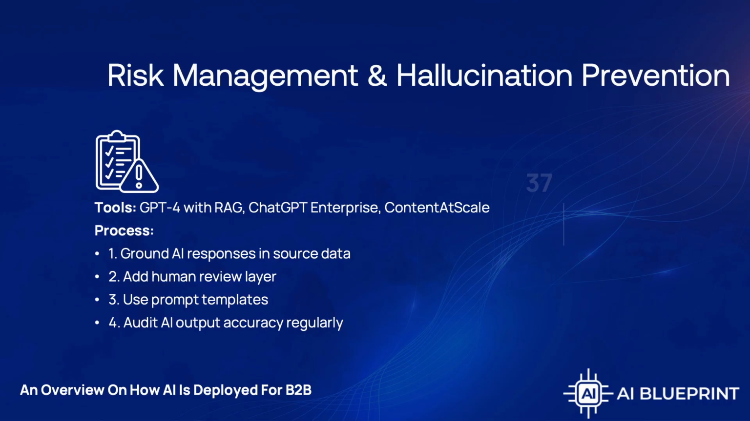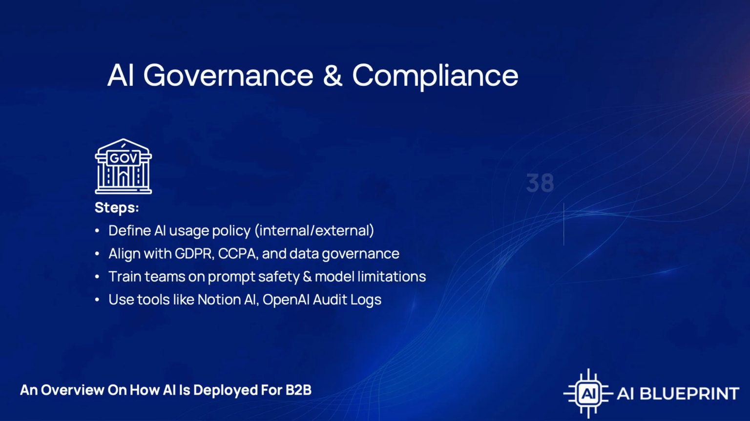And what you really need to do is ground the AI response in source data. And what you basically mean by that is you make sure that the only data your AI system is using is data that you have given to it that is clean. You don't let it just go and search the web for results. You make sure it just uses your data and that is clean data. Add a human review layer. So like I was talking about with the documents, you want to check that before it goes out. Use prompt templates, audit AI output accuracy regularly.